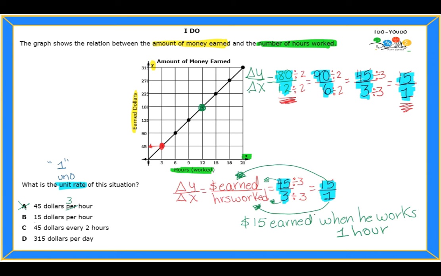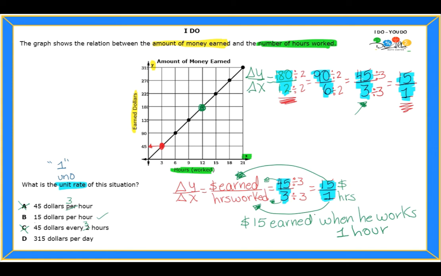What about the 15? Come back over here. 15 is the money that he earns, right? And 1 is the hours that he will need to work. So letter B says $15 per hour. So that looks very much like what I'm looking for. Look at the next one. It says $45 every 2 hours. The $45, we agree, is right here, for 3 hours. So no, that cannot be my answer. So be very careful with that.